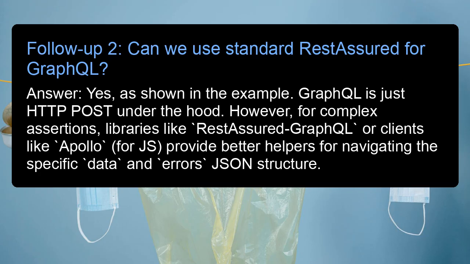Follow-up 2. Can we use standard REST Assured for GraphQL? Answer: yes, as shown in the example. GraphQL is just HTTP POST under the hood. However, for complex assertions, libraries like REST Assured GraphQL or clients like Apollo for JS provide better helpers for navigating the specific data and errors JSON structure.